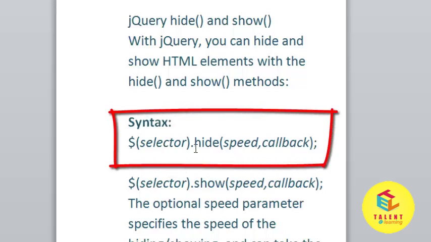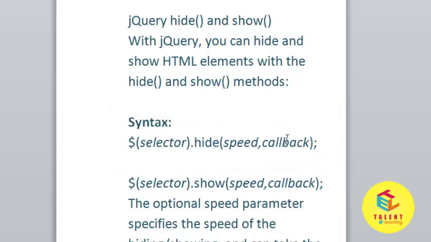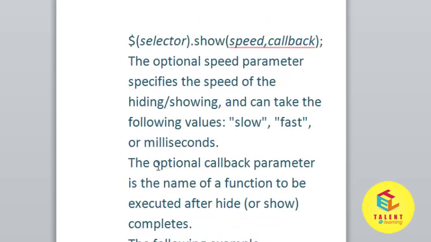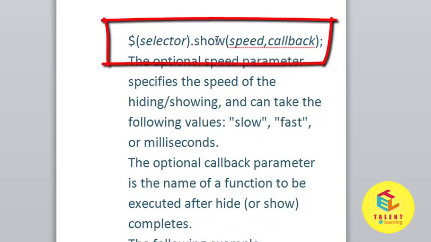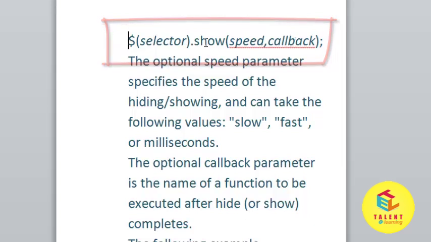Syntax for hide: selector dot name of effect hide, and then inside parentheses you can write speed in milliseconds or like fast or slow, and then you can write callback function. Same way with show, you can pass speed and callback function inside parentheses.